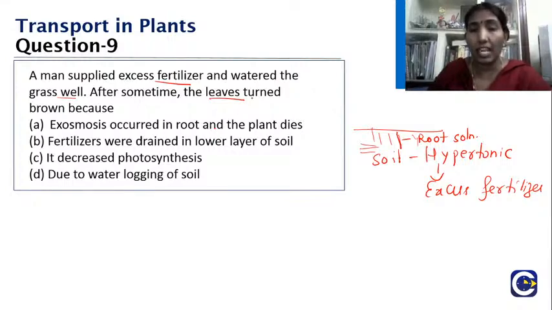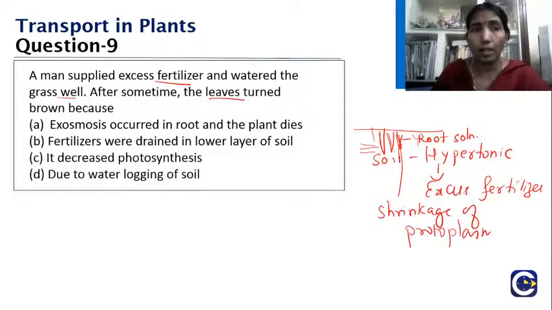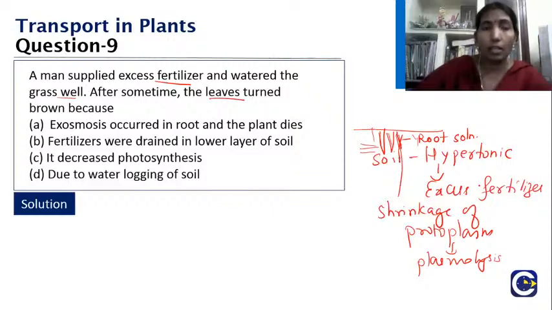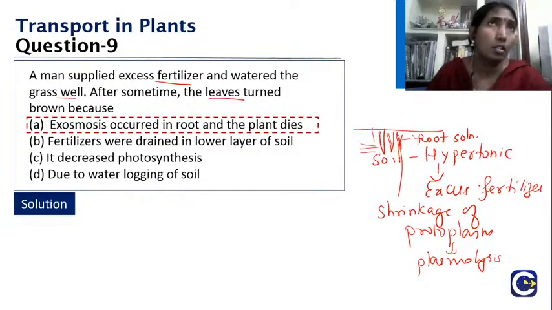So there will be shrinkage. So what will happen to those roots? There will be shrinkage of protoplasm, and there will be what is called plasmolysis. That's the reason why it happens. So there will be what is called exosmosis, always, because the solute concentration is more outside than inside the root.